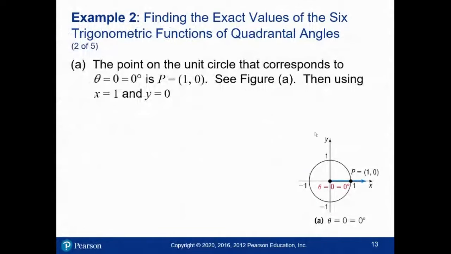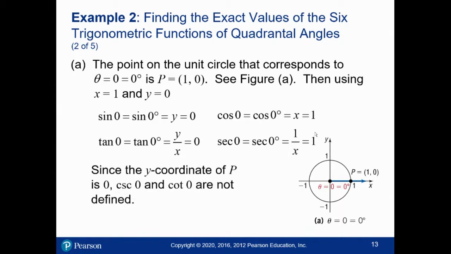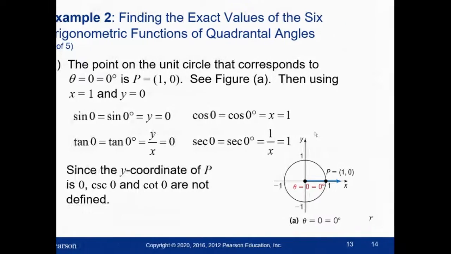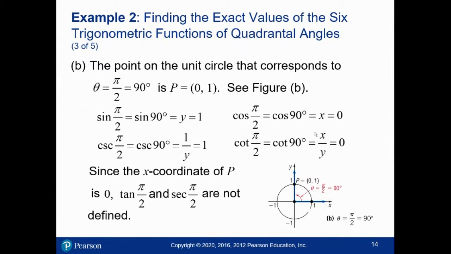Okay, so an angle of 0 points straight right, and the coordinates of that are (1, 0), which gives us the sine as the y-coordinate, which is 0. The cosine is the x-coordinate, which is 1. The tangent is 0, the secant is 1, but here, since the y-coordinate is 0, you can't divide by it, so cosecant and cotangent are not defined. B is the one that we did. Sine and cosecant are both 1, cosine and cotangent are both 0, but since the x-coordinate is 0, you can't divide by it, and therefore tangent and secant are both not defined here.